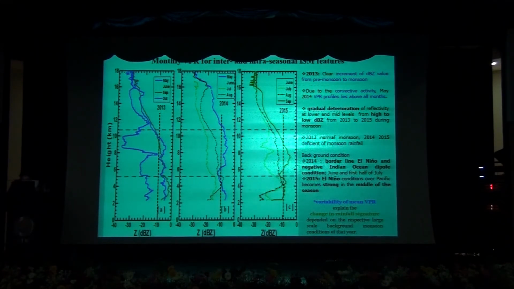Which is also confirmed from the background condition: there was a presence of borderline El Nino and strong El Nino in those 2 years, because of which there was a deficit and severe deficit of rainfall during these 2 years. Hence, we can say that the variability of mean VPR explains the change in rainfall signature depending on the respective large-scale background condition of that year.